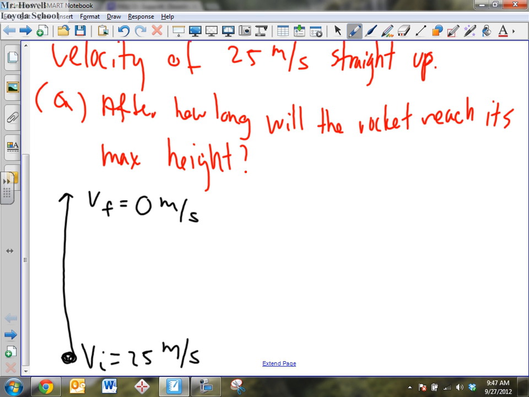Next. What else do I know about this problem that I'm going to need? Do you need to know the distance for this or no? We're going to learn the distance soon, but right now it just says how long will it take. So we're looking for time. Good. What's the acceleration?